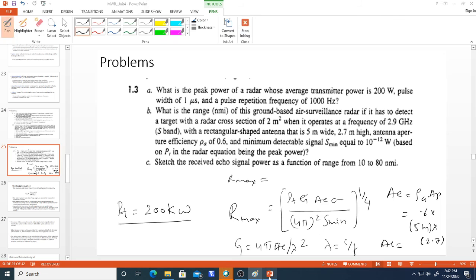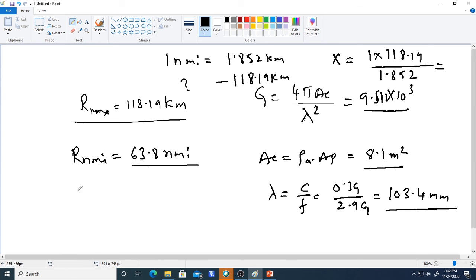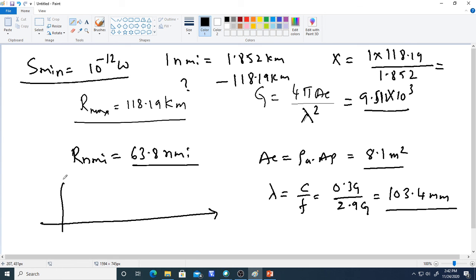Okay, so now sketch the received echo signal power as a function of range from 10 to 80 nautical miles. First we need to sketch the received echo signal. We have the minimum detectable signal as 10 power minus 12 watt, right? The y-axis will represent the power, this minimum detectable signal power, and this we can take as range in nautical miles. So if you take 10, 20, 30, 40 up to 50.